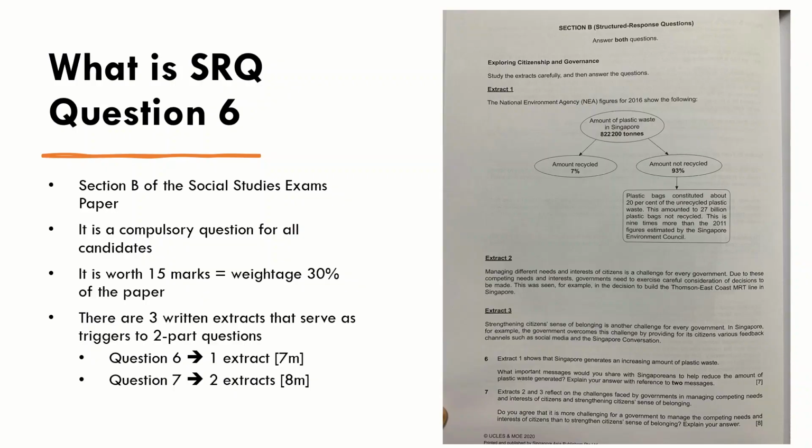Okay, so just a very short run through of what is SRQ question 6. SRQ itself basically is section B of the social studies exam paper. It is a compulsory question, obviously, for all candidates taking the paper. Both of these questions 6 and 7 together are worth 15 marks in total, which is about 30% of the paper. There are 3 written extracts, extract 1, 2 and 3. Extract 1 is mainly for question 6, extract 2 and 3 are mainly for question 7.